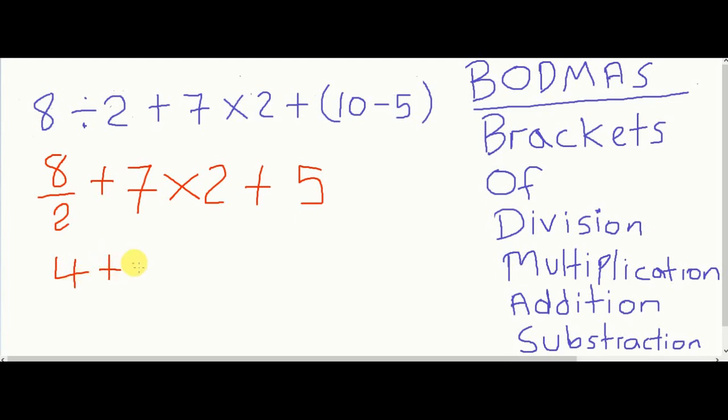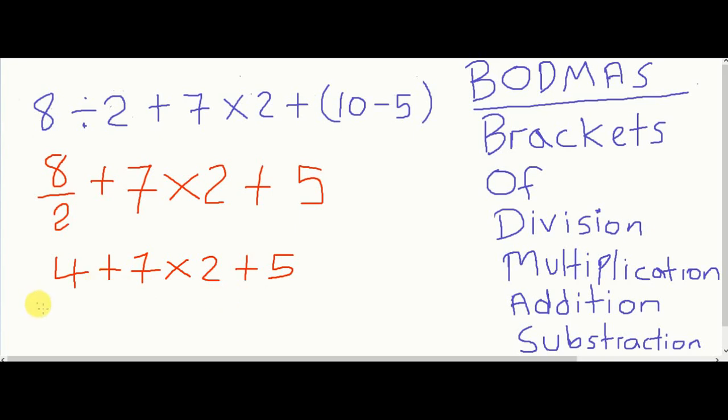plus 7 times 2 plus 5. So what next? I have a plus sign here, a multiplication sign here, and a plus sign here. That's the question. According to the BODMAS rule again, multiplication comes before addition. Therefore, I have to take care of the multiplication part before I do the addition part.